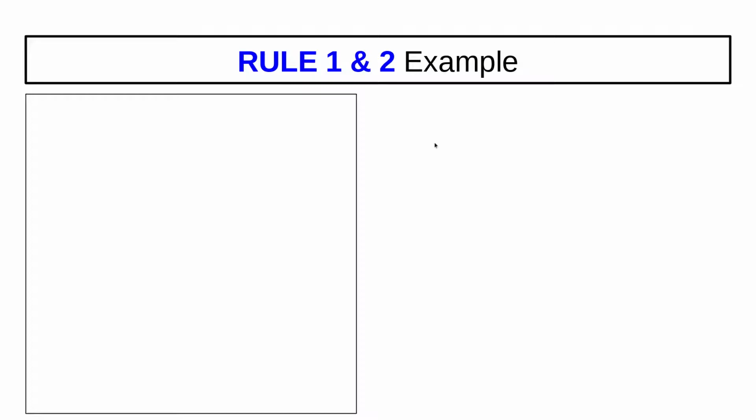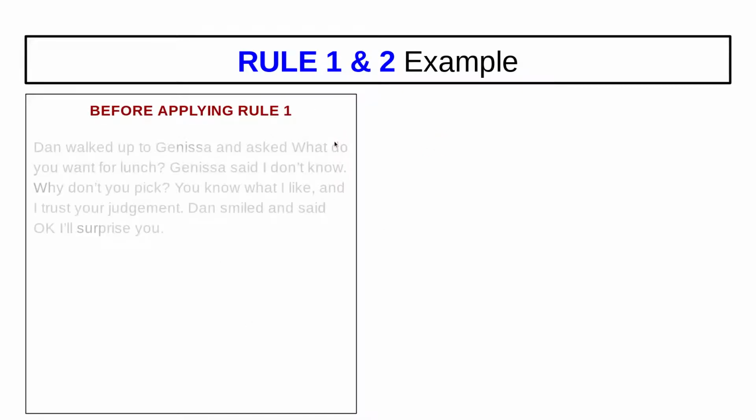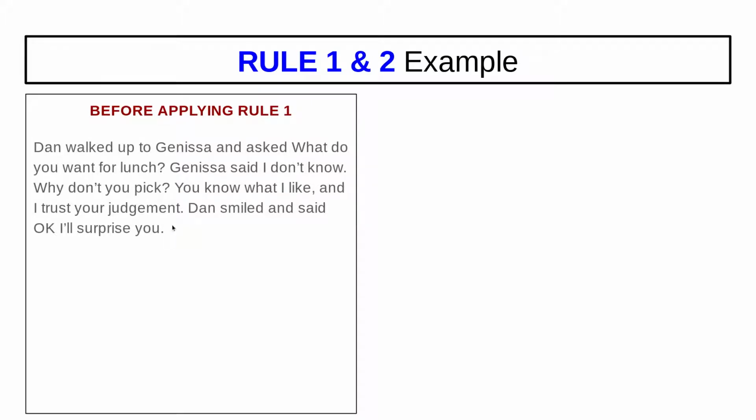So first, rule number 1. Before applying the rule, this is one of those free writes. I just wrote this. This is my story. Dan walked up to Janissa and asked, "What do you want for lunch?" Janissa said, "I don't know. Why don't you pick? You know what I like, and I trust your judgment." Dan smiled and said, "Okay, I'll surprise you." I just wrote that story. I didn't stop to put in quotation marks, etc.